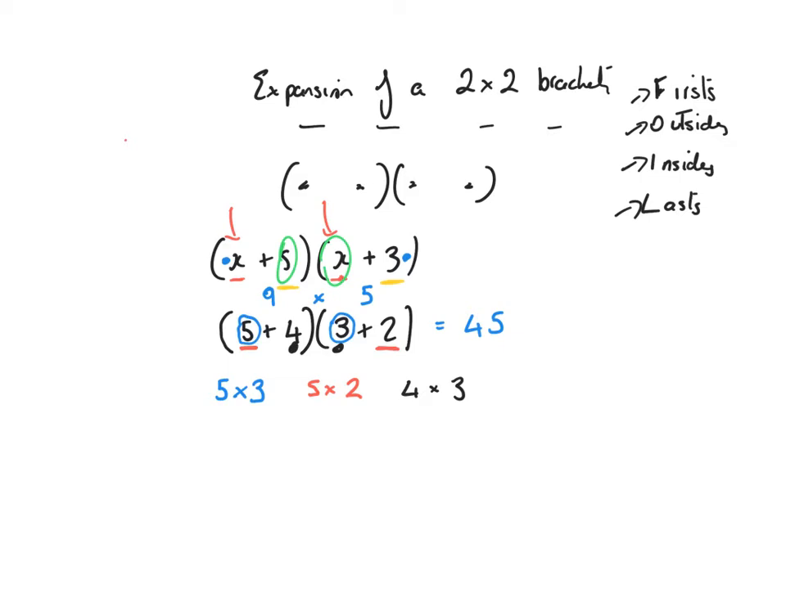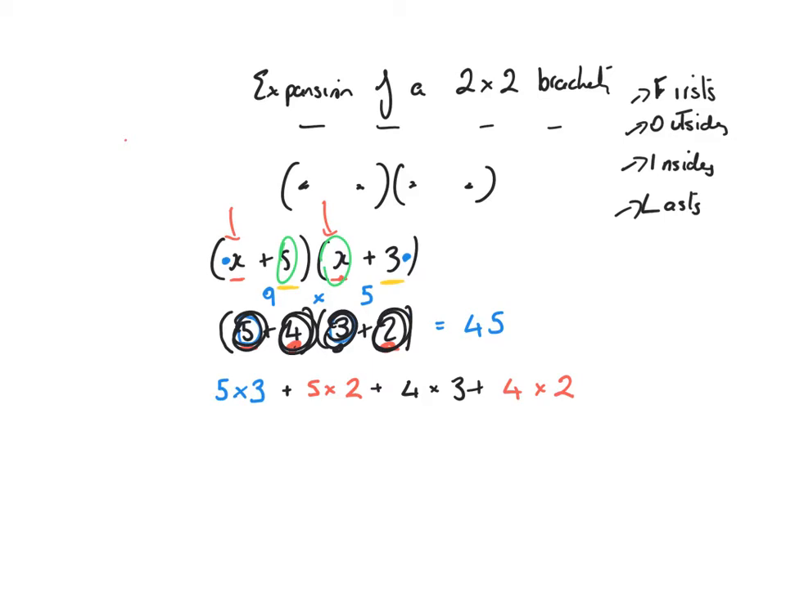And then finally the last terms are the ones that are last in each bracket, so that's 4 and 2, 4 times 2. So what we do is we add these as we go. We multiply together the two firsts, 5 times 3, and then we add the result of multiplying together the two outsides, 5 times 2. Then we add the result of multiplying together the two insides, 4 times 3, and finally we add the result of multiplying together the two lasts, 4 times 2. That's it.